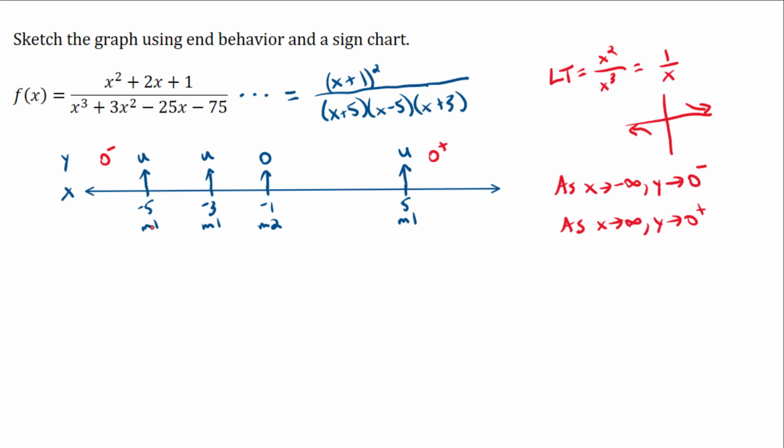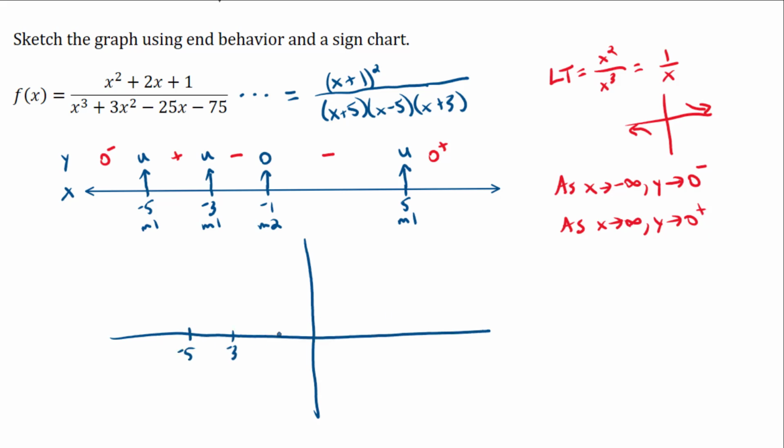And then multiplicity odd, so I'll have a positive output here. Odd multiplicity, sign changes to negative. Even multiplicity, sign stays the same at negative. Odd multiplicity, it changes. Let's give this guy a graph. -5, -3, -1, and +5.